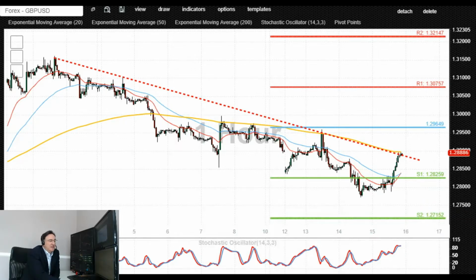1.2715, 1.27, possibly even 1.2650, 1.26. Some more bearish traders are possibly pointing to even 1.25 to the downside.